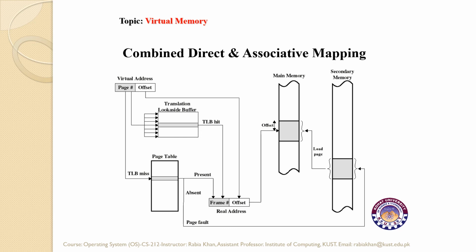It may happen that the respective page is not available both in TLB and page table. That means the page is invalid. So then a page fault occurs and the required page is first loaded to main memory from secondary storage, and its invalid bit is reset to 1 from 0. And then the translation procedure continues in a similar fashion as discussed earlier.